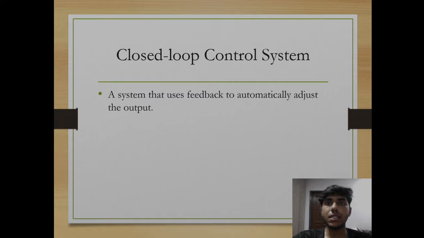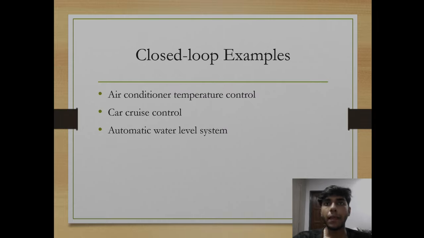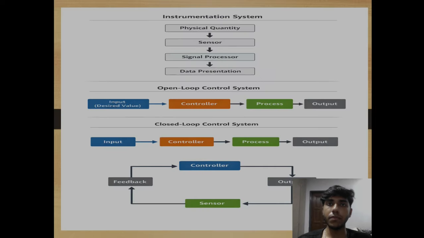A closed-loop control system uses feedback. This means the system compares the output with the desired input and automatically adjusts the system if there is an error. Because of feedback, closed-loop systems are more accurate and reliable. The examples of closed loop systems include air conditioner temperature control, car cruise control, and automatic water level system. These systems continuously monitor the output and adjust it to maintain the desired value.